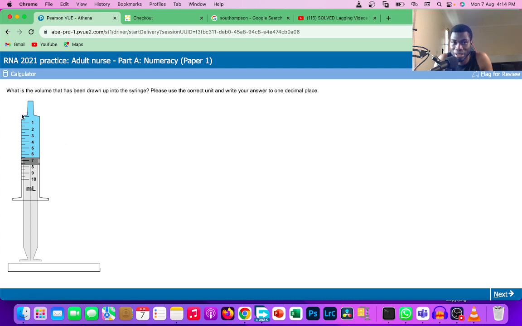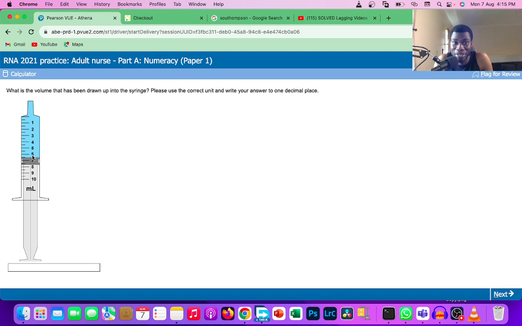So when you come here, you just look at it. This is 6, and then we have another marking in the middle, and then we have 7, we have 8. So when you look at it, we have 0 here, we have 0.5, then 1, 1.5, 2, 2.5, 3, 3.5, 4, 4.5, in that order. So this is in between 6 and 7, so that's 6.5.